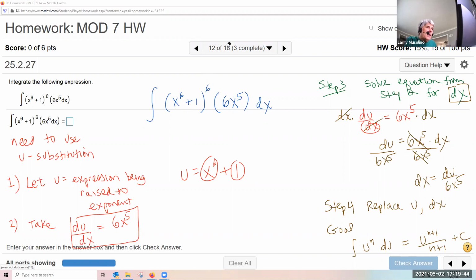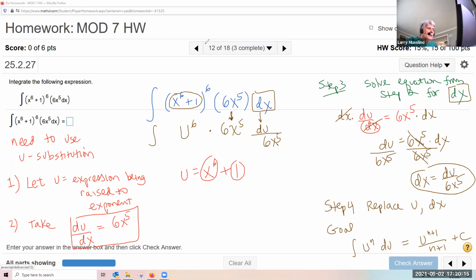Here it is. And I'm going to replace this quantity in the parentheses with u, because that's our original definition of u. So this is going to be u to the 6. This 6x to the 5, I'm just going to copy it down for now. It's going to cancel out in a second. Now, here's where I substitute in for dx. Remember, dx was du over 6x to the 5. So in place of dx, I'm going to put du over 6x to the 5.